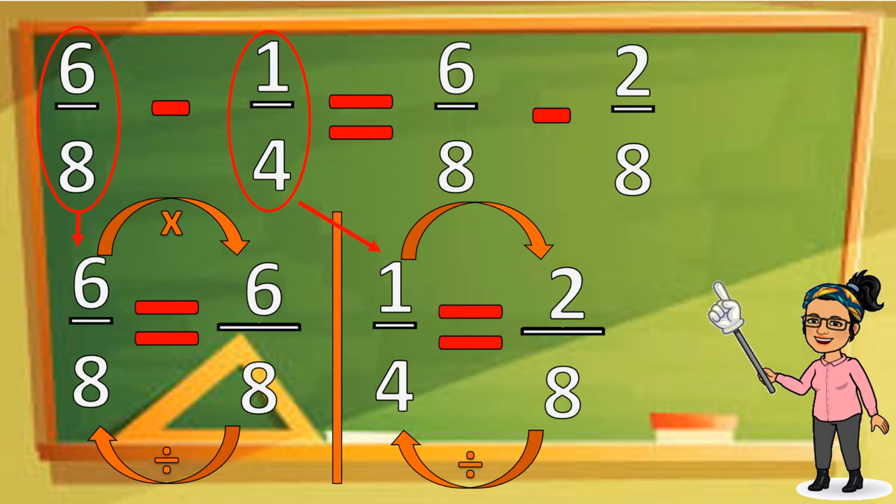These are now similar fractions, so we could just subtract the numerators. 6 minus 2 is equal to 4, and then just copy the common denominator. Okay? So we have 4/8. Did you get that? Okay, good job.